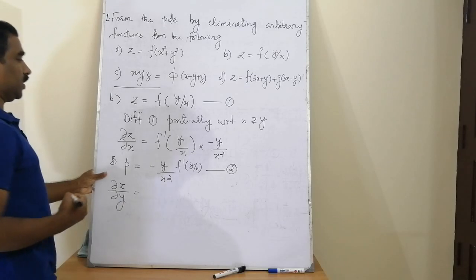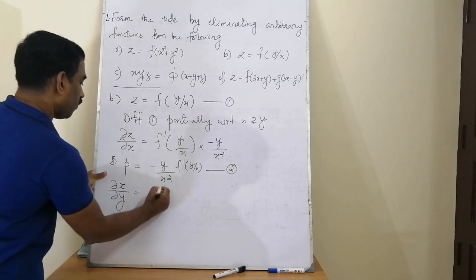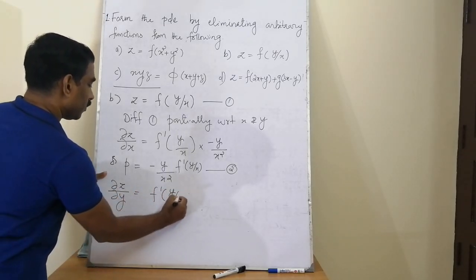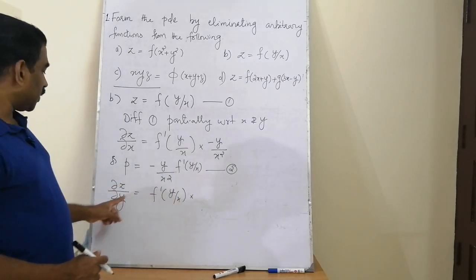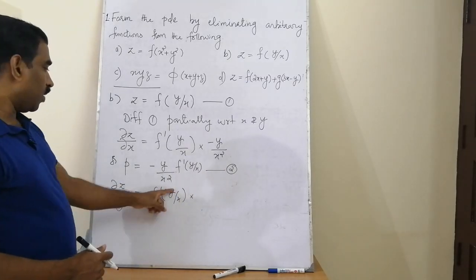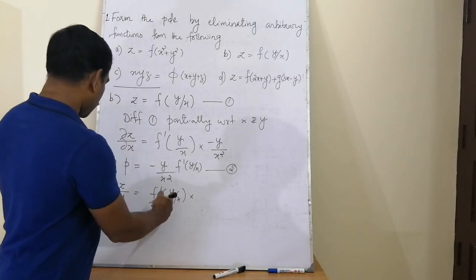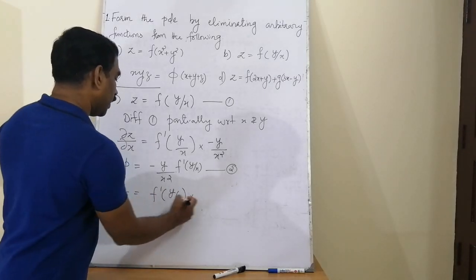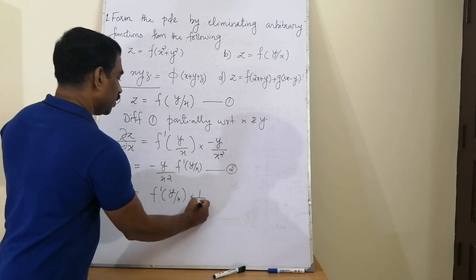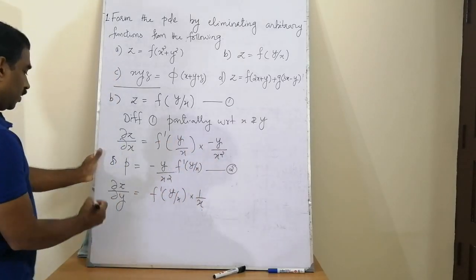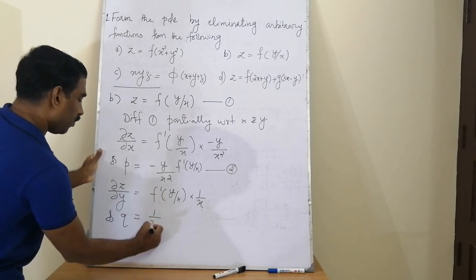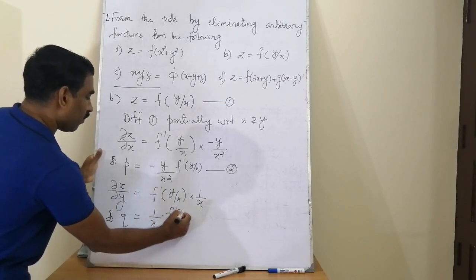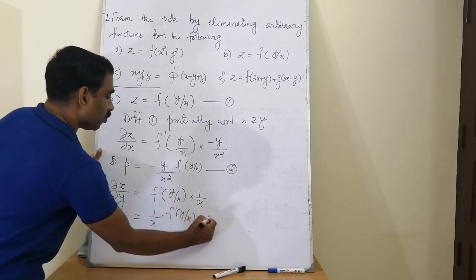And another partial differentiation will give ∂z/∂y. ∂z/∂y is equal to f'(y/x) into the partial derivative of y/x with respect to y. What is the partial derivative of y/x with respect to y? We have 1/x is constant and the derivative of y is 1. So this is 1/x. In notation, q = (1/x) f'(y/x). Equation number 3.